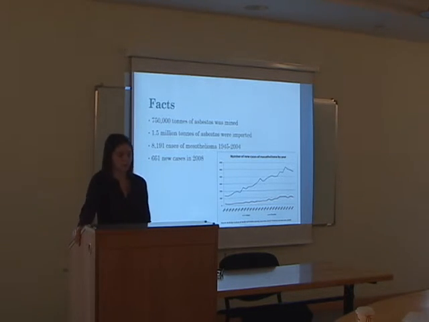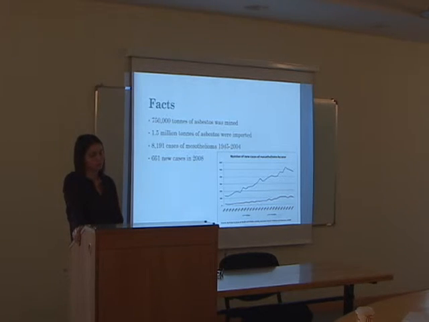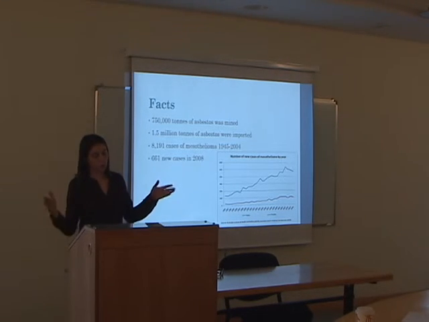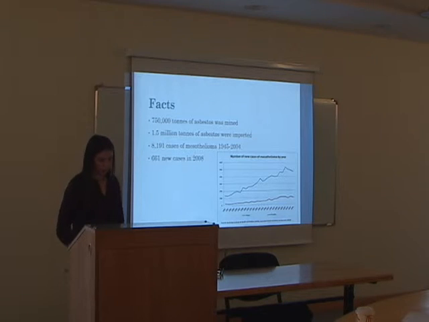About 750,000 tons of asbestos was mined in Australia, and 1.5 million tons of asbestos were imported. During the 60 years, there were 8,200 cases of mesothelioma, and we see that the rate of mesothelioma is increasing. It's due to the long latency period of asbestos exposure, and it's still a problem. Mesothelioma cases are very high in Australia.